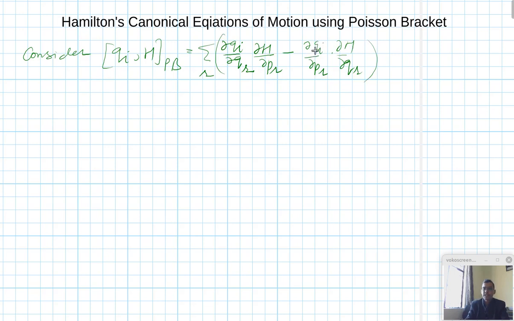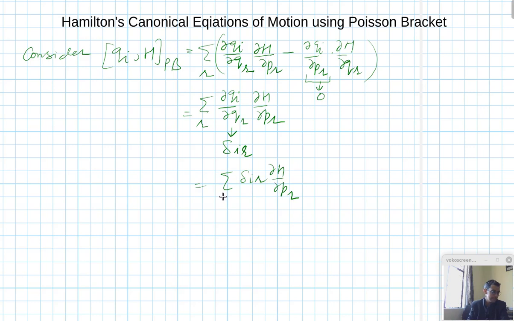but the partial derivative of the second term comes out to be zero, because it is the partial derivative of qi with respect to pr. So if it is zero, then it can be written as the summation over r of ∂qi/∂qr times ∂H/∂pr, and we call ∂qi/∂qr as delta ir. So it is the summation over r of delta ir times ∂H/∂pr. But as I know, delta ir is equal to 1 for i equal to r, so if I put its value here, then it can be written as ∂H/∂pi.